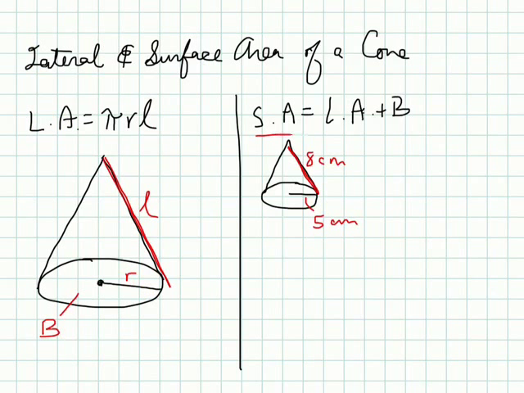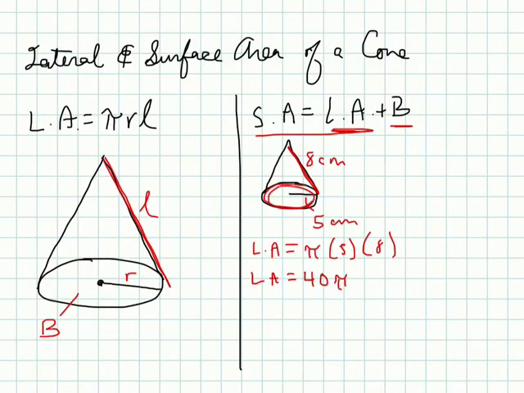The surface area is the lateral area plus the area of the base. So to find the lateral area is pi times the radius times the slant height. So in this case, our lateral area is 40 pi. We'll just keep it that so far. The area of the circle, or base here, is pi r squared. So the area of the base equals pi times 5 squared. So that equals 25 pi.